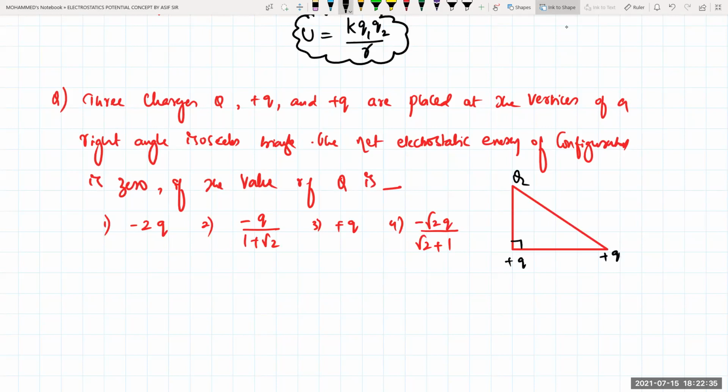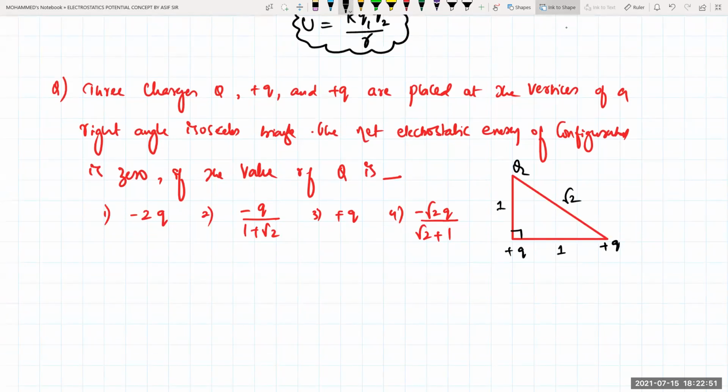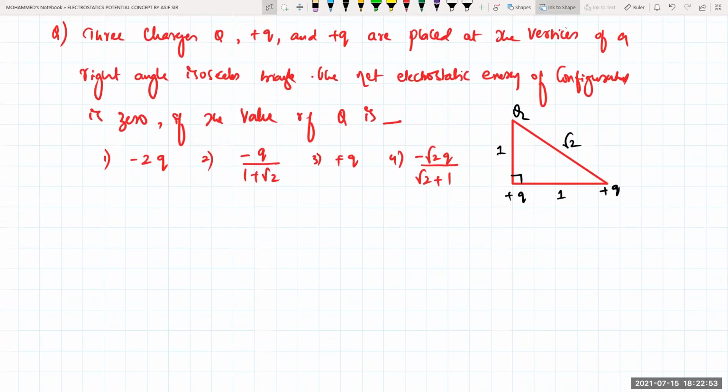Clear? So what is that? Three charges Q, plus Q, and plus Q are placed at the vertices of a right angle isosceles triangle. The net electrostatic energy of the configuration is given as 0. That means this distance is 1, this distance is 1, so obviously this distance will become root 2. Now, total electrostatic energy is how much? U is equal to 0.